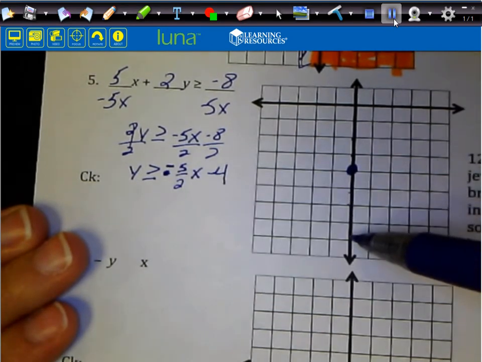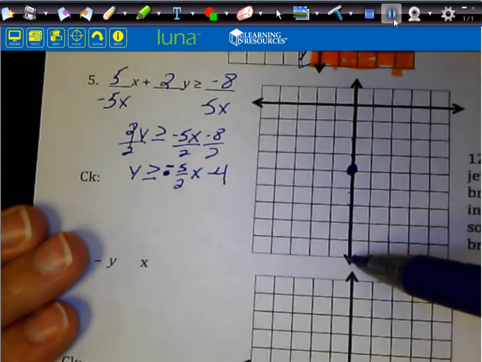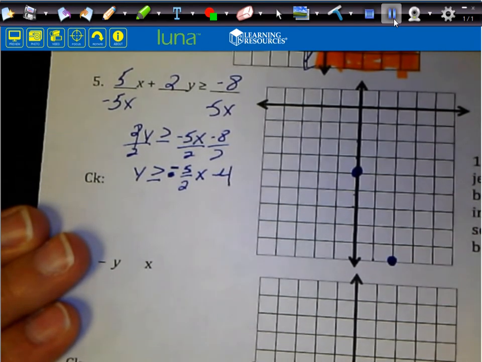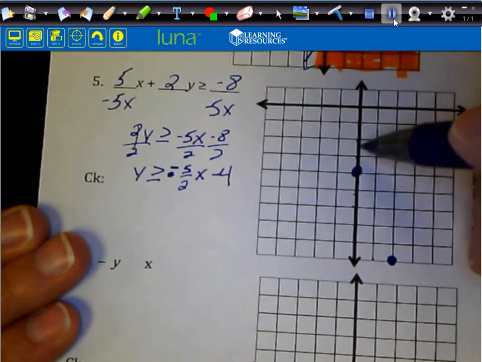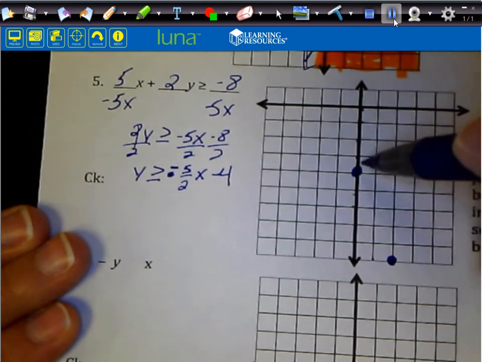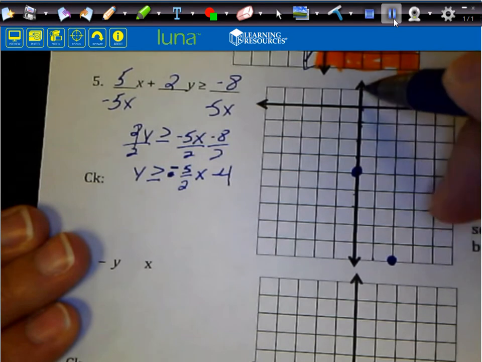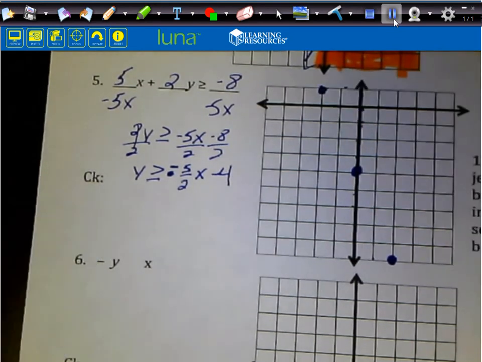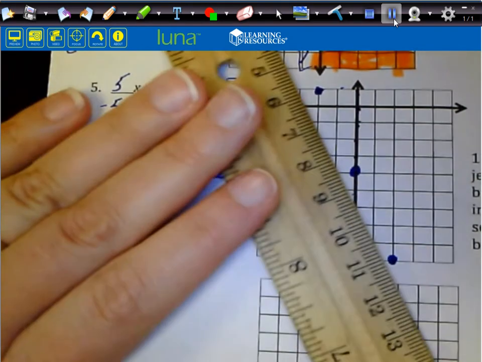1, 2, 3, 4, 5. And then again, if I put the negative on the top, I'm always going to the right, because that 2 on the bottom is positive. So there's my 1 point. Now I'm going to go the other direction. 1, 2, 3, 4, 5. And over 2. So there's my other point. Now I'm going to look and say, okay, this one does have that extra mark. So I'm going to go ahead and make that a solid line.